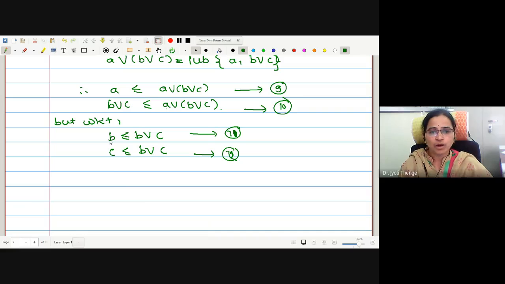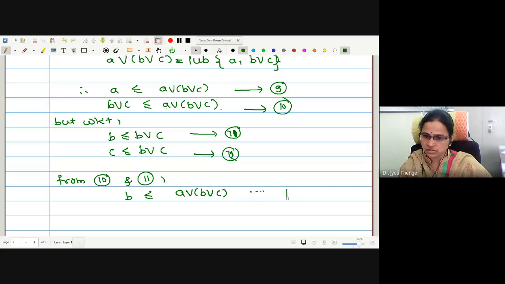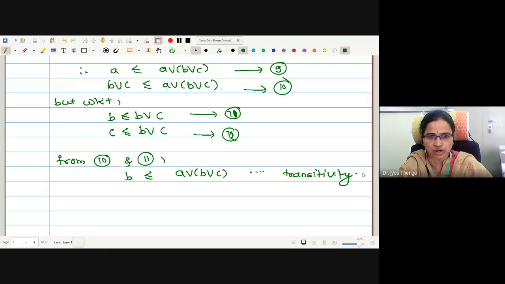From 10 and 11, what have we proved? B precedes B join C. B join C precedes this. Therefore, B precedes A join B join C. The reason is transitivity, because it is less equal.